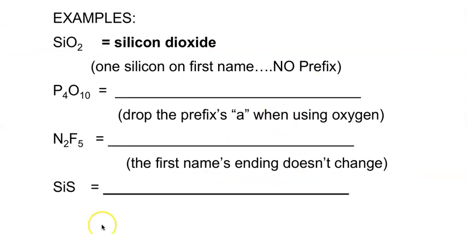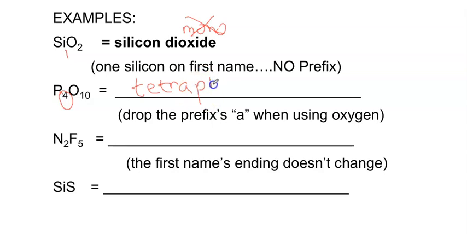Okay, so here are some examples. This first one says, silicon dioxide. Remember, there's an understood 1 right here, so we're not going to name it mono silicon dioxide. We don't use mono for the first one, so that's why that's silicon dioxide. So here we see a 4. So we're going to use the prefix tetra.